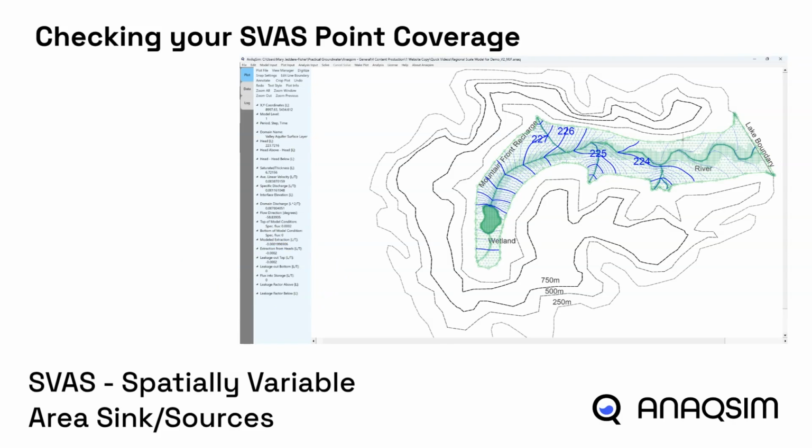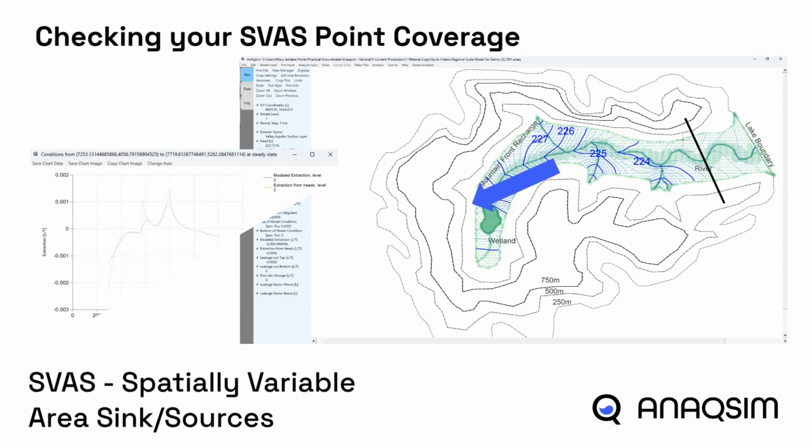The second check gives us the same comparison, but across an entire section of the model. Instead of just checking one point at a time, we can plot modeled extraction and extraction from heads along a transect. To do this, we need to define the section we want to analyze, and then use one of Anaqsim's analysis tools to generate the plot. For now, I just want you to know that this option exists, and in the next video, we'll walk through how to generate this plot and how to interpret it.